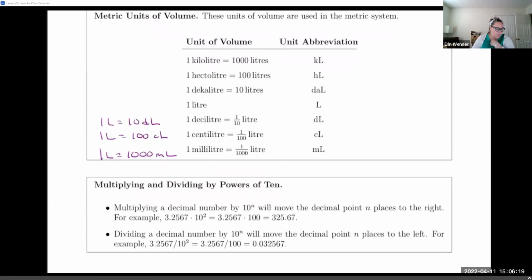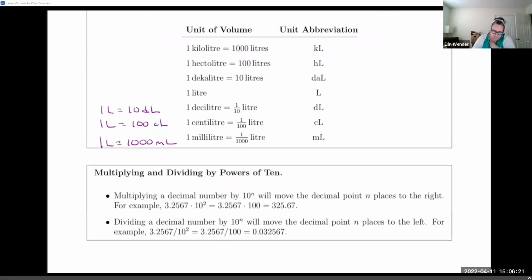So we've talked previously about multiplying and dividing by powers of 10. Multiplying a decimal by 10 to the n will move the decimal point n places to the right. So what they're showing you is if we have 3.2567 times 10 to the second, it's like multiplying by 100 because 10 to the second is equal to 100. And multiplying by 100 moves this decimal point 2 places to the right, giving us 325.67. Versus dividing is going to move our decimal point to the left.